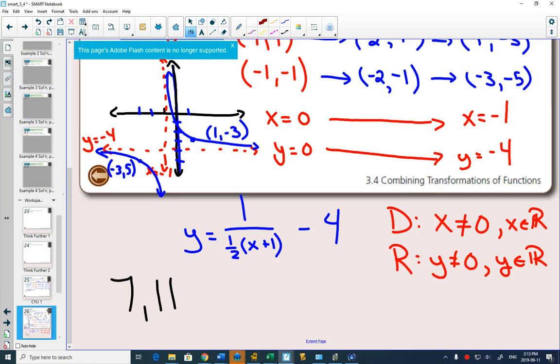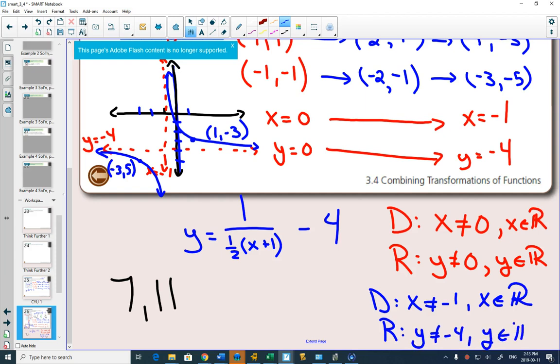On my blue graph, now my domain has been moved over 1 to the left. Now x can't equal -1, but it equals everything else. And y can't equal -4, but it equals everything else. Thank you for rereading the question.